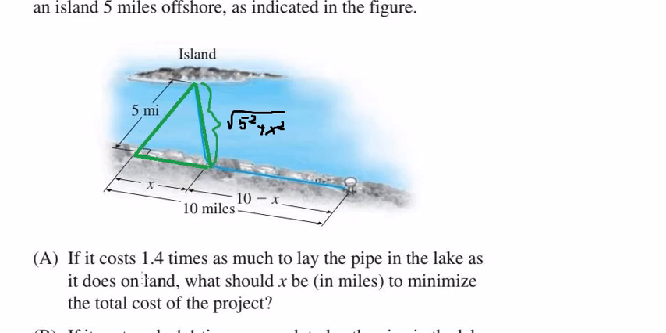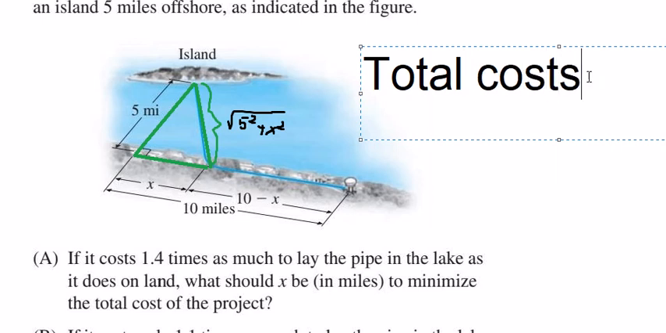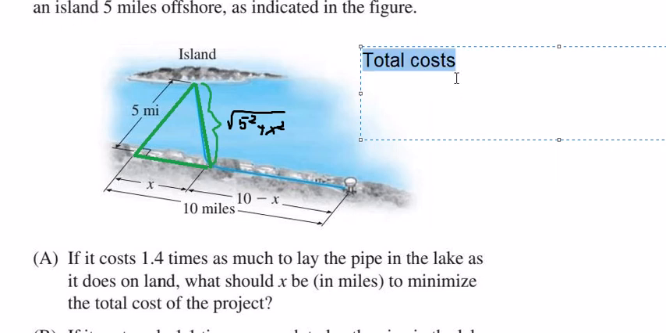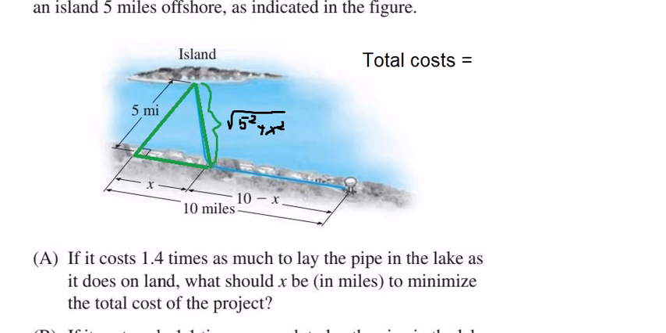And now we have 1.4, so we have the total cost should be about 1.4 multiplied with this one, plus 10 minus s.